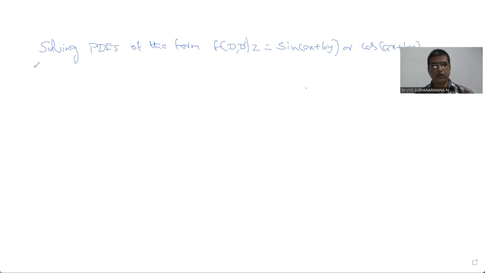So as usual, the method of solving this contains 3 steps. In step number 1, write the auxiliary equation by simply replacing D with m and D dash with 1. You'll get f of m, 1 equal to 0. Simply wherever you find D, replace that with m, and wherever you find D dash, replace that with 1. Then we'll get f of m, 1 equal to 0.